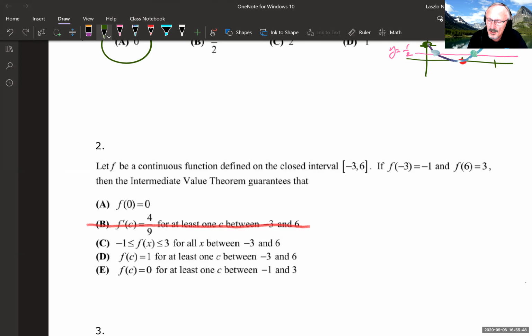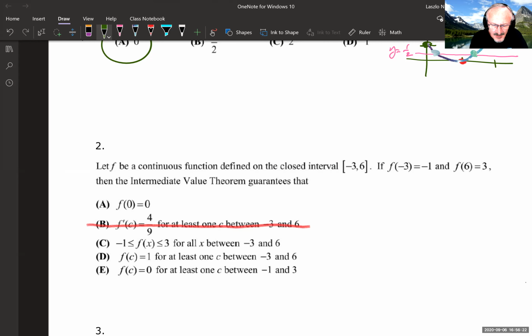And the problem reads as follows. Let f be a continuous function defined on the closed interval -3 to 6, where f of -3 is -1 and f of 6 is 3. So this is awesome. They've told us all the necessary conditions: f is continuous from -3 to 6. We've been given the y coordinates at each endpoint, and then the intermediate value theorem guarantees that. So what does the intermediate value theorem say in its conclusion?